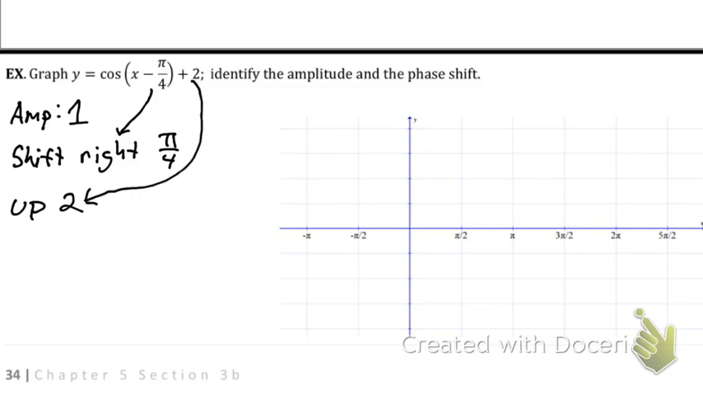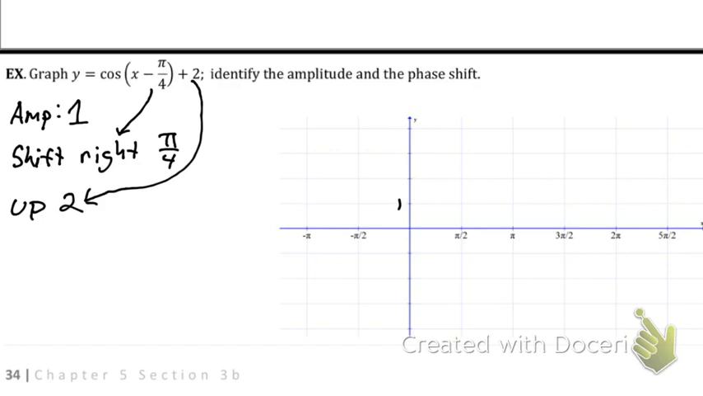So tell me the period of this one. What is the period of this function? Yeah. 2 pi. There's no number in front of x. So it's 2 pi divided by 1, so it's just 2 pi. It's just 2 pi if you just have a 1 out there. All right, so we need an amplitude of 1, which is normal. We need to go right pi over 4 units. And we need to go up 2 units.